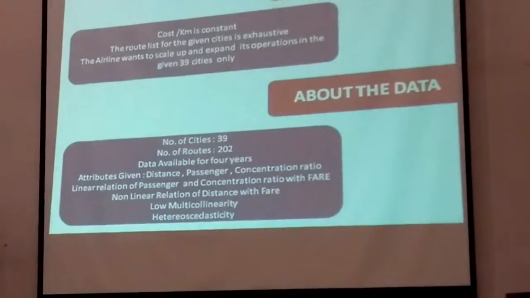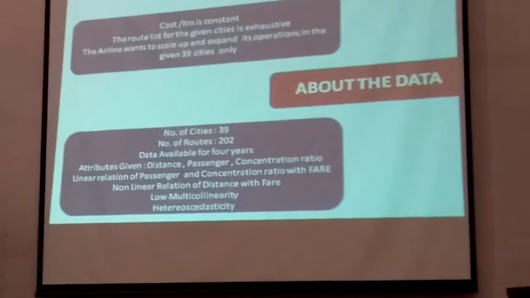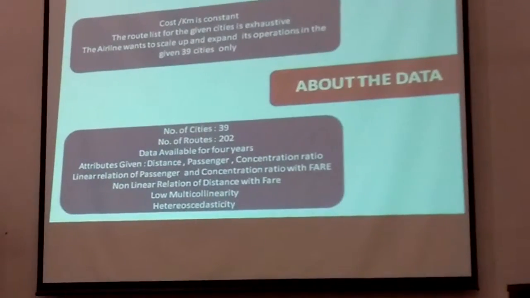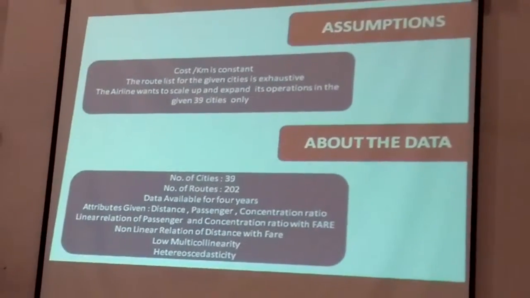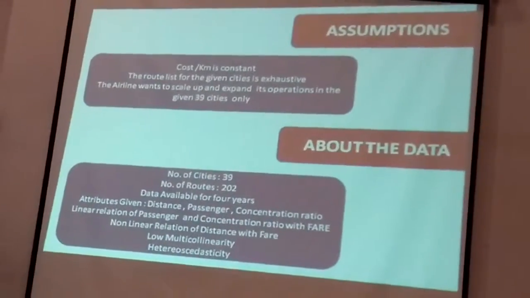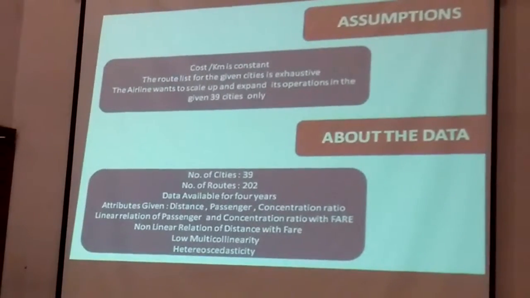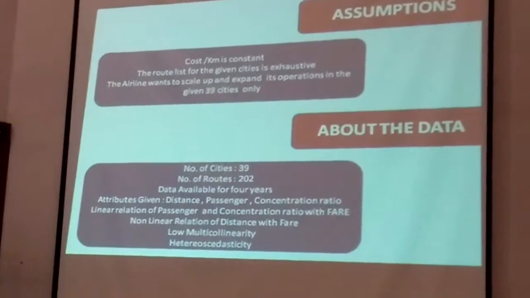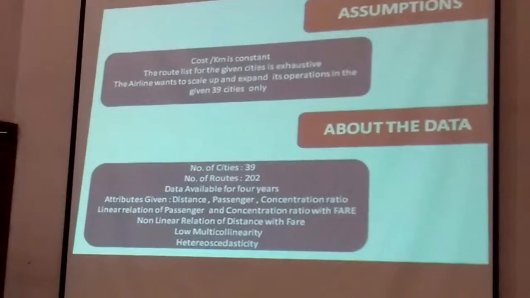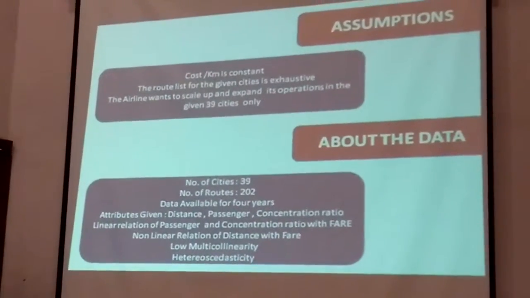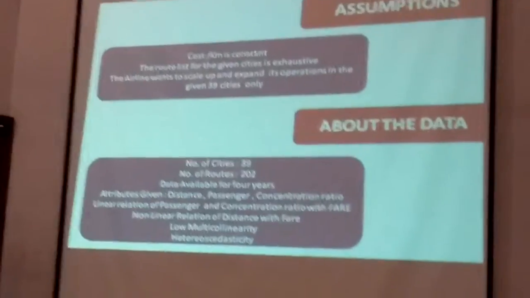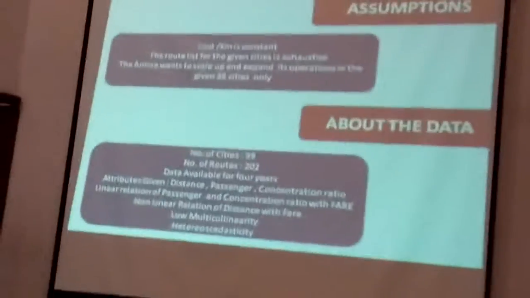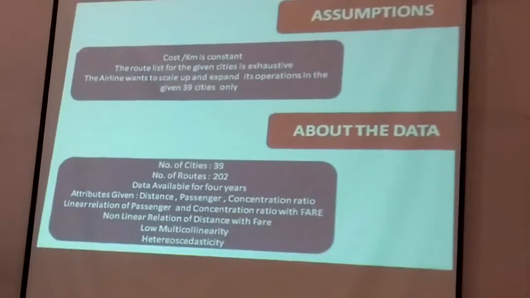Now, on descriptive statistics, we found that there is a linear relation between passengers and concentration ratio with the fare, but a non-linear relationship between distance and fare. Next, we checked for multicollinearity, and the multicollinearity was very low, and this was calculated using variance inflation factor, which came out to be around 4. Next was heteroscedasticity. There was heteroscedasticity in the data, and we used the robust method to eliminate that. Next slide will be taken up by Himani.